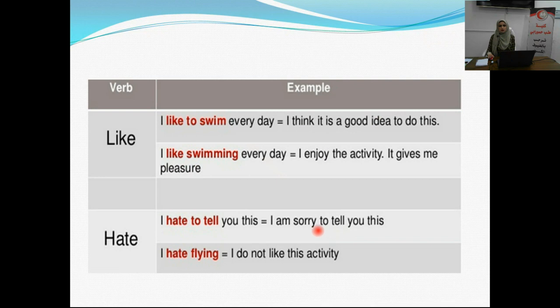The final verbs we have here are like and hate. Do you see here we have two cases and both are correct, whether to say I like to swim or I like swimming. Both are correct: like followed by to, or like followed by an ing verb. The same thing is with hate, as we say I hate to tell you this or I hate flying. So we can say hate can be followed by to plus an infinitive verb or hate plus an ing verb.